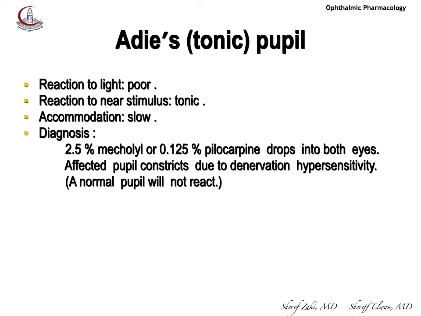Reaction to light is poor, reaction to near stimulus is tonic, reaction to accommodation is slow, and its diagnosis depends on using a parasympathomimetic like Mecholyl or pilocarpine in the concentrations shown here, 2.5% for Mecholyl or 0.125% for pilocarpine eye drops, instilled into both eyes. The affected pupil constricts due to the denervation hypersensitivity, while a normal pupil will not react.